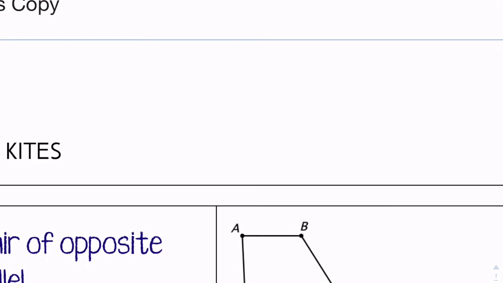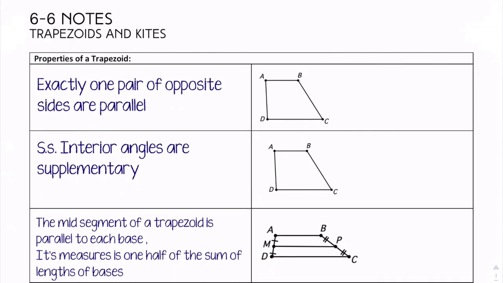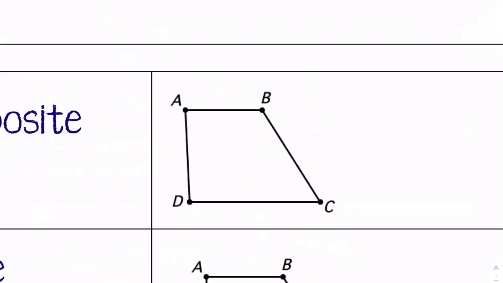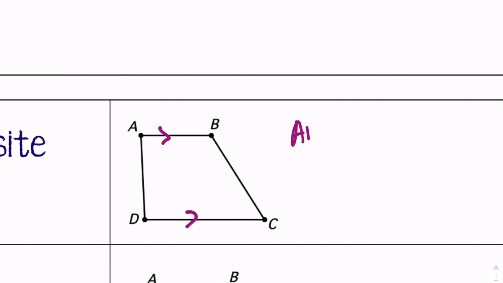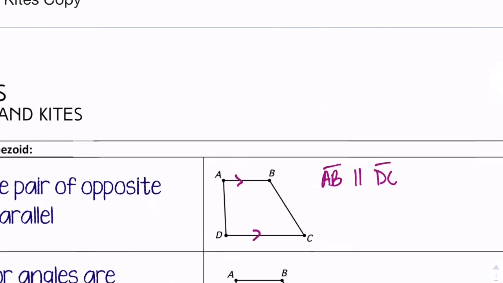One other thing, in a trapezoid, actually, I'm going to talk about this first property. Exactly one pair of opposite sides are parallel. So in this case, these two are your parallel. So AB is parallel to DC. And we call those parallel lines the bases.